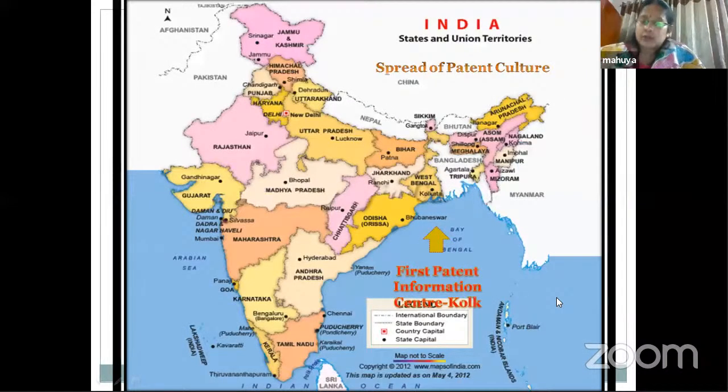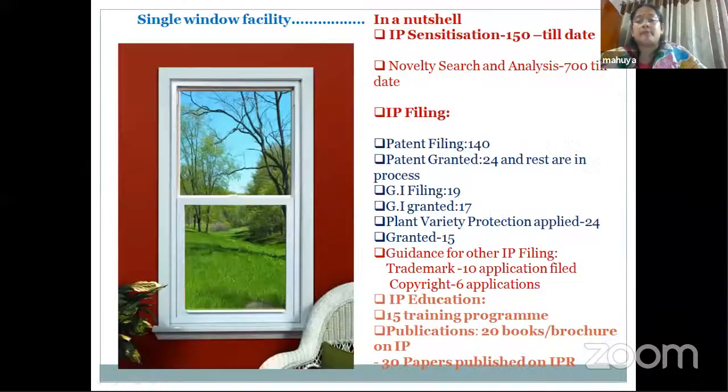Now I'm telling you where you can get assistance with this patentability assessment. We are the first patent information center, Kolkata. We have been working here for the last 22 years, and I have been working here for the last 21 years in the IPR field. All over India, we are a category one center. And we have filed many, many patents.